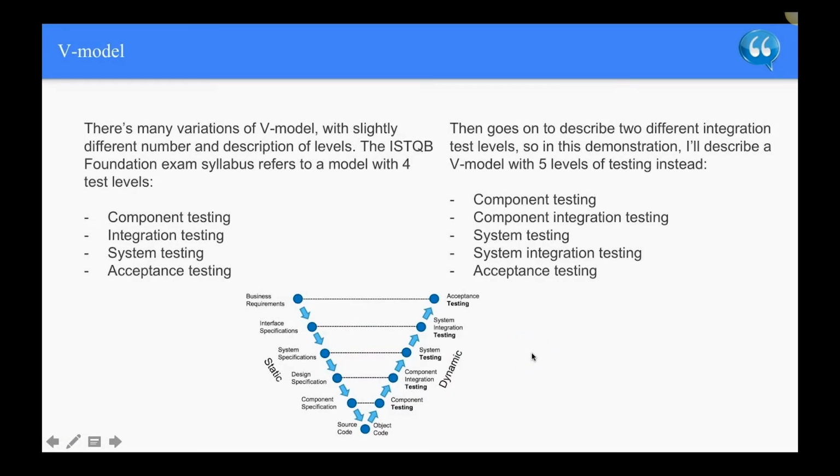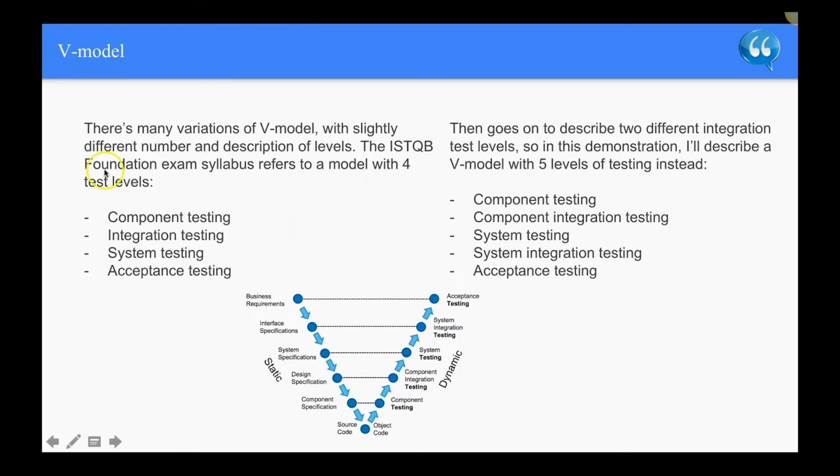So, a much more detailed V model. In this section, you can see in a bit more detail each stage and how the static side relates to the dynamic side, from the beginning to the end of the delivery of the product. There are many variations of the model with slightly different numbers and descriptions of levels.